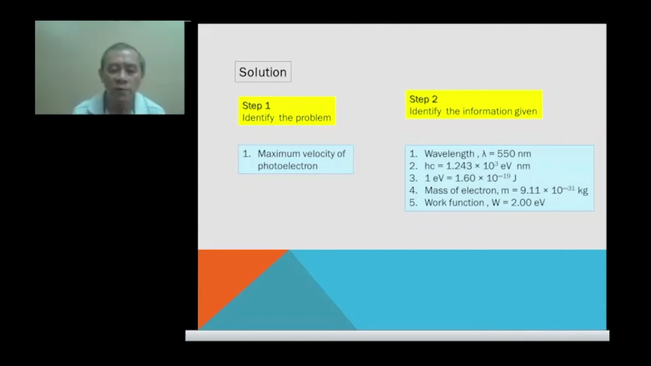Okay, still follow the four steps. Step one, identify the problem. The physical quantity we want to find out is the maximum velocity of the photoelectron.